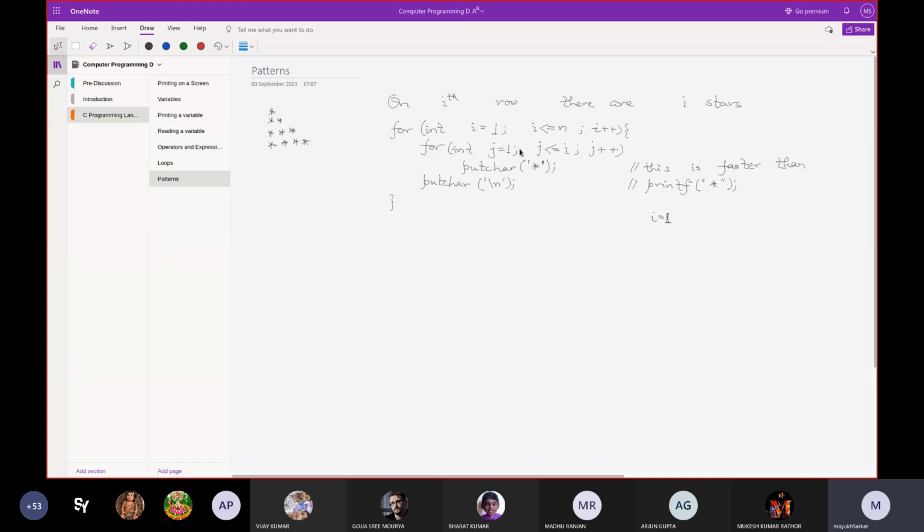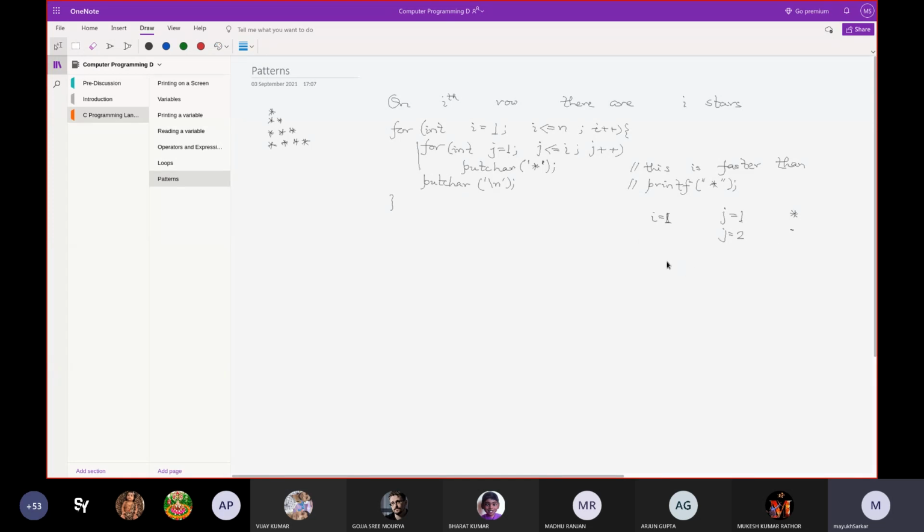Well, so i is equal to 1. Now observe here. j is equal to 1, j less than or equal to i. So j starts from 1. putchar star, so it is going to print a star. Now j will increment, j will become 2. But this condition does not hold anymore because j has to be less than or equal to i, where i is 1. So this single star gets printed. So this inner for loop ends, right? Then putchar new line. So the cursor is here now.